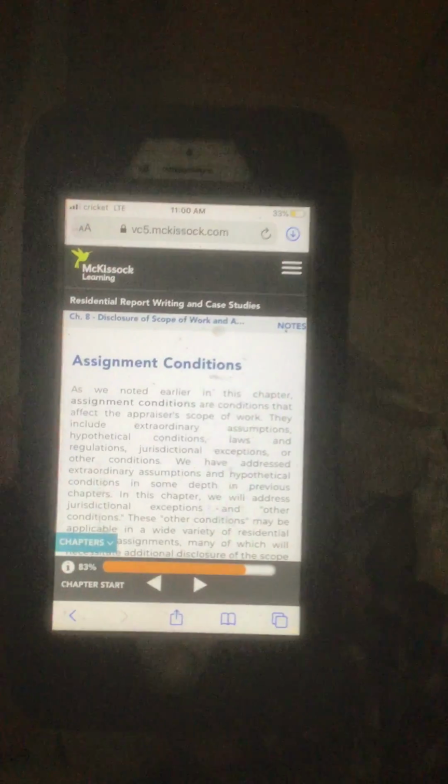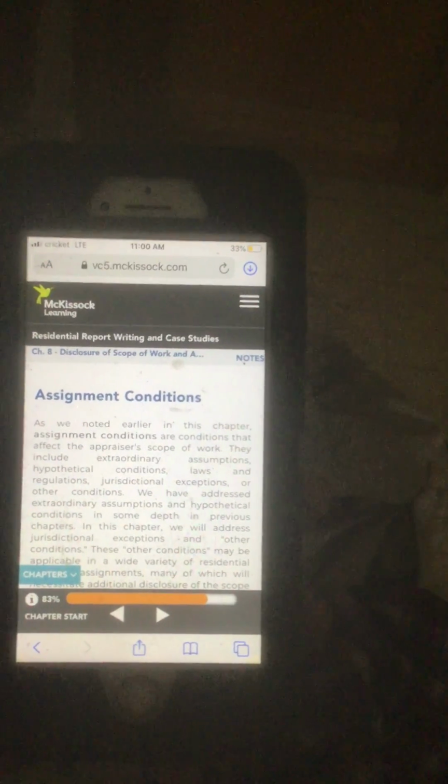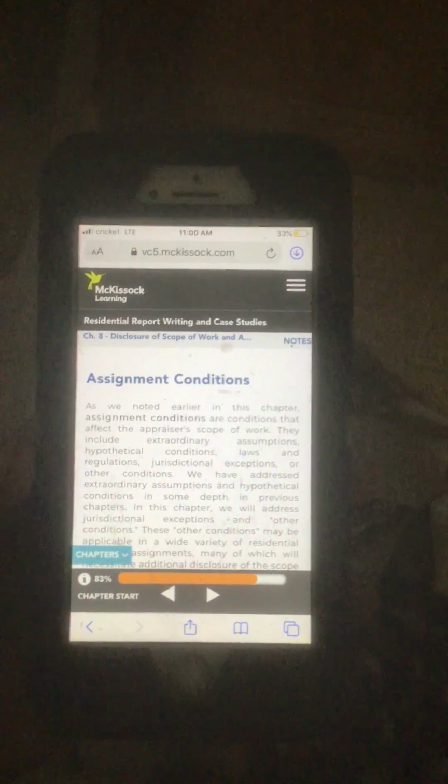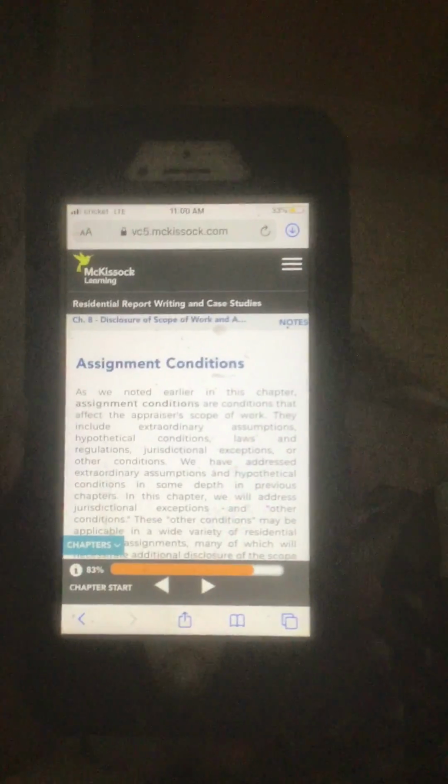Residential report writing and case studies, Chapter 8, disclosure of scope of work, and assignment conditions. As we noted earlier in this chapter, assignment conditions are conditions that affect the appraiser's scope of work.